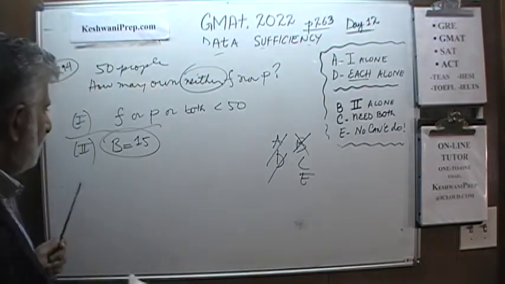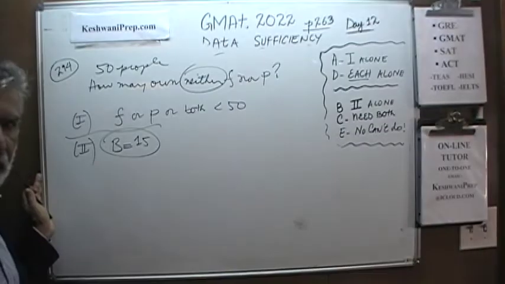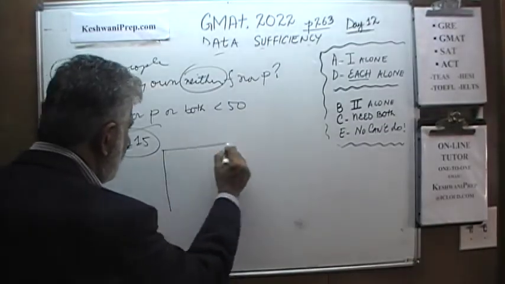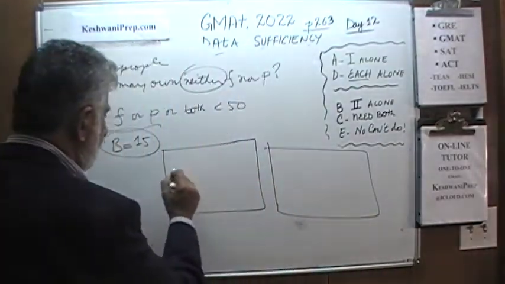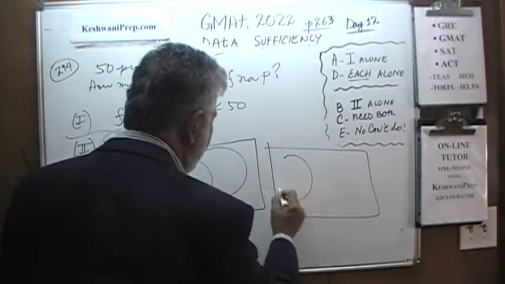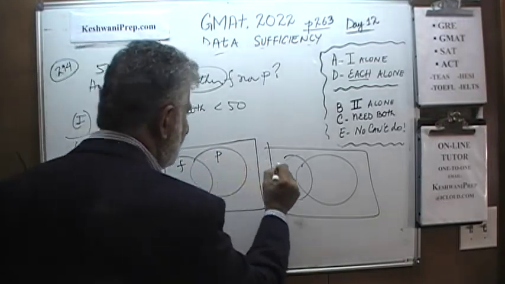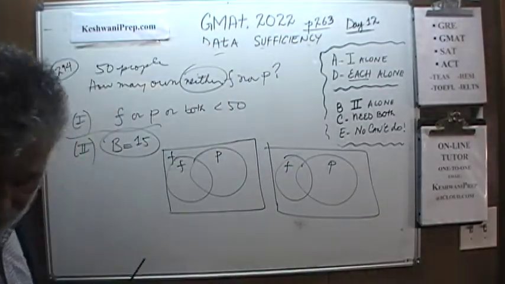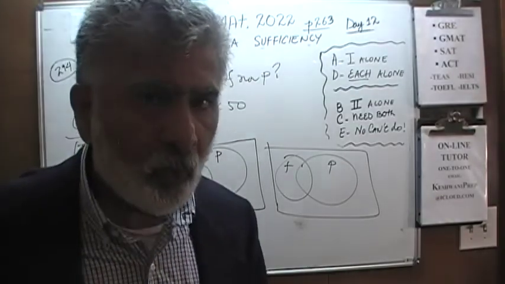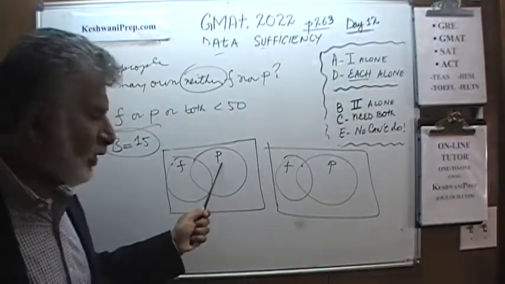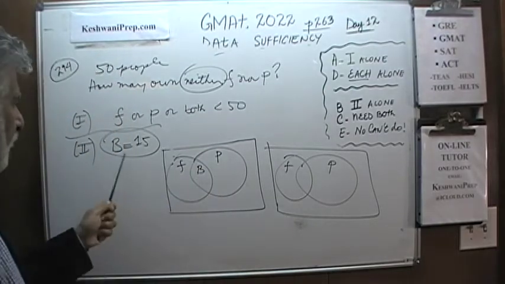Now let's put them together. Why should we put them together? I left no room. Let's do it here. I'm going to show you two different scenarios. Two extreme scenarios, that is. So here's our fax machine, here's our printer, here's our fax machine, here's our printer. And you understand one more time, I'm reminding you that here the letter F represents the number of people who own only fax machine. P represents the number of people who own only the printer. And here's B, which is the number of people who own both, and we are told that is 15.